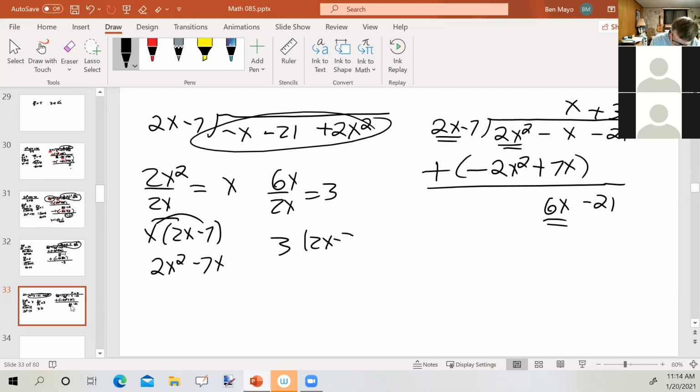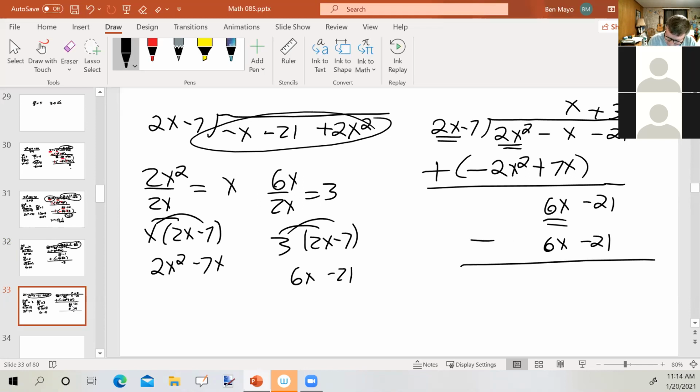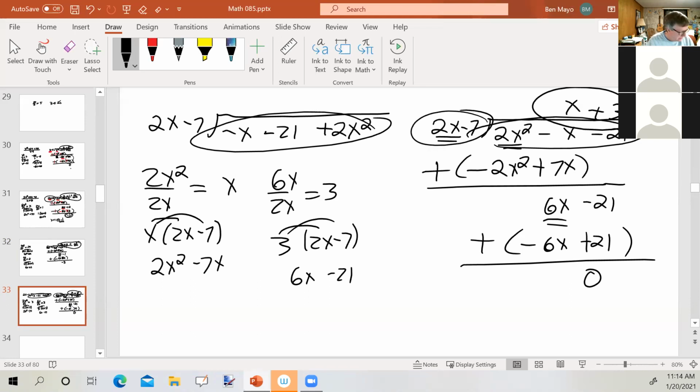3 times 2x minus 7 is 6x minus 21, which I write over here. Subtract that from what's up above, change it to addition of the opposite, and we get 0 remainder. So this would just be x plus 3 with no remainder. But again, it's important that we have the inside dividend and the outside divisor in descending powers.